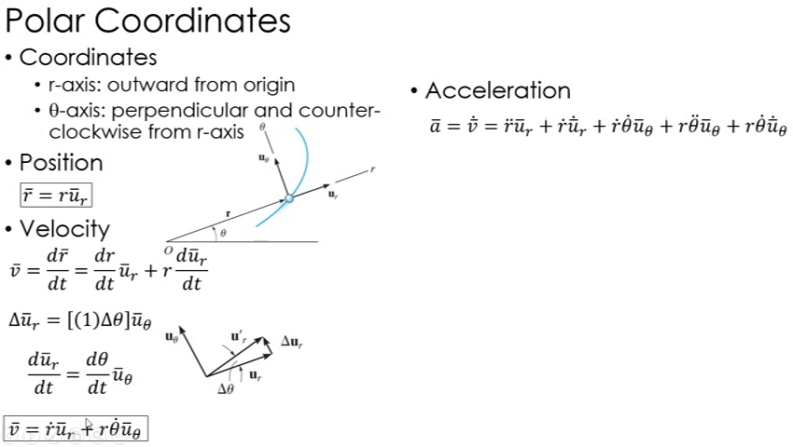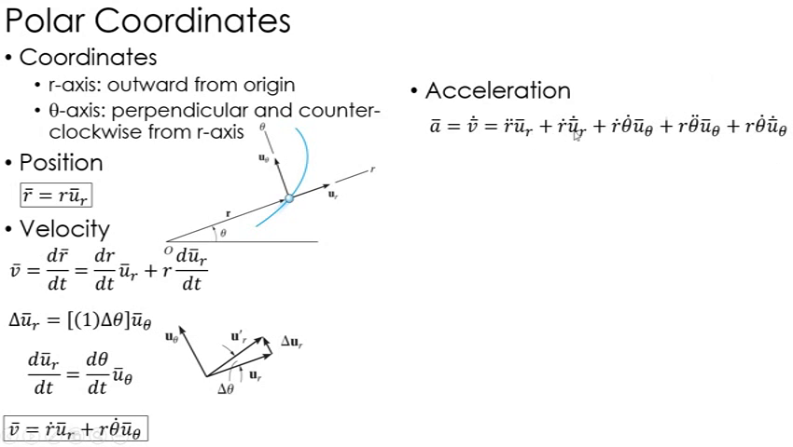Now to go to acceleration, I take the time derivative of velocity, right? So I get r double dot u r plus r dot u r dot, right? That's just chain rule for this guy down here. Right here I'm going to have r dot theta dot u theta, and then r theta double dot u theta, and then r theta dot u theta dot. So those are my chain rules here.